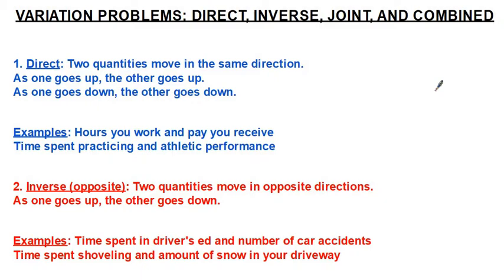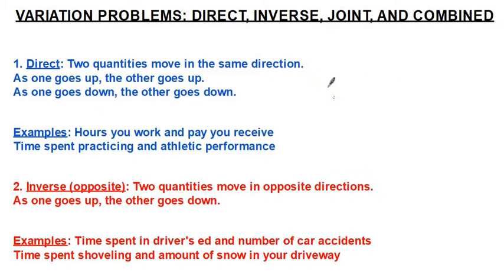Direct variation means that you have two numbers that do the same things. If one of them goes up, the other one goes up too. If one of them goes down, the other one goes down too. So I'll give you a couple simple examples of things that are directly related. Let's say, for example, the hours that you work and the pay you receive.